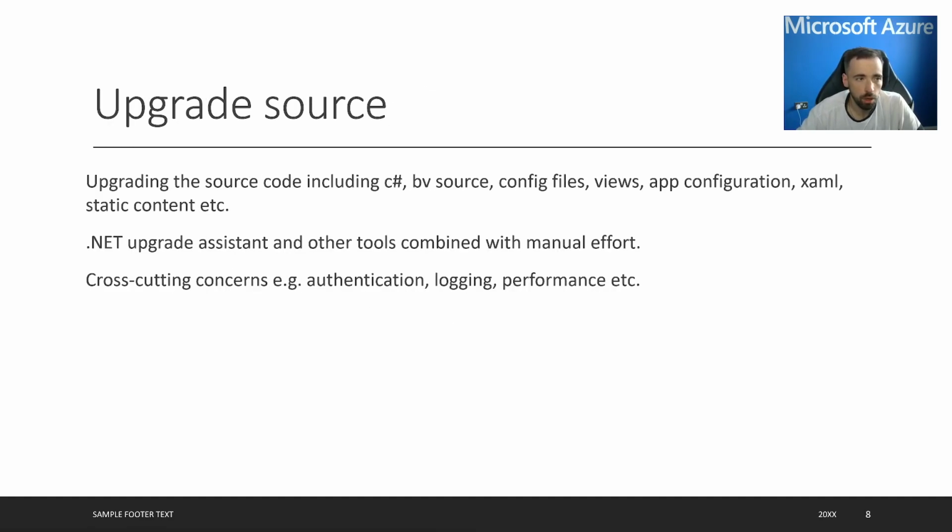And this is also part of the next slide, which is upgrading the source, which includes C#, VB source, config files, views, application configuration, XAML, and static content, etc. We can use tools such as .NET Upgrade Assistant and other tools combined with manual effort. So there's going to be some level of manual effort that's involved, but tools such as .NET Upgrade Assistant can greatly automate some of our work. We also need to consider cross-cutting concerns such as authentication, logging, and performance.